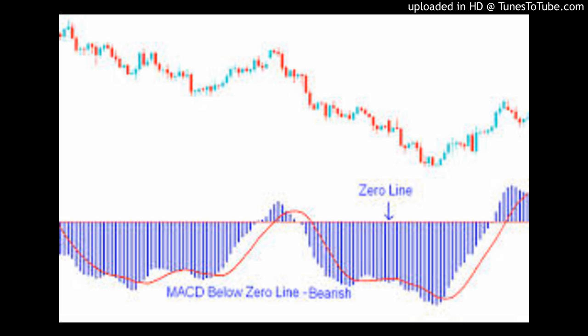We're going to go into fake outs in much greater detail in Module 3. But just as a quick example, this shows how a bullish MACD crossover did a good job of anticipating a moving average crossover.